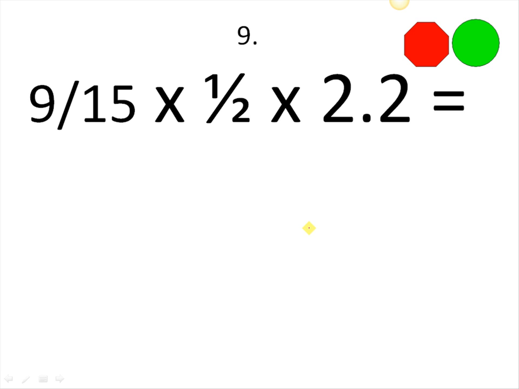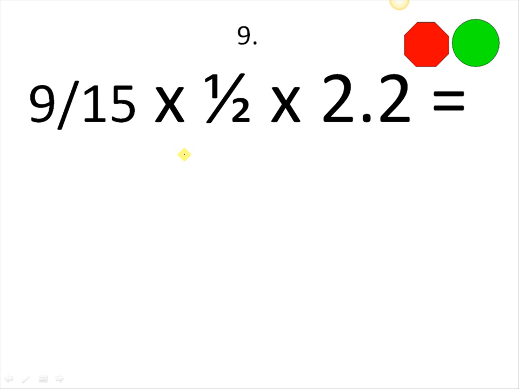Number 9. Just multiplying some fractions and a decimal. Ooh, you got to do a little decision making here. Click on the stop sign. Okay, let's see how you did. Well, multiplying fractions is the easiest thing to do with fractions because you just multiply the numerators and you multiply the denominators and simplify as necessary. But now we have a decimal thrown in here and we've got to multiply that. So you have to make some decisions.